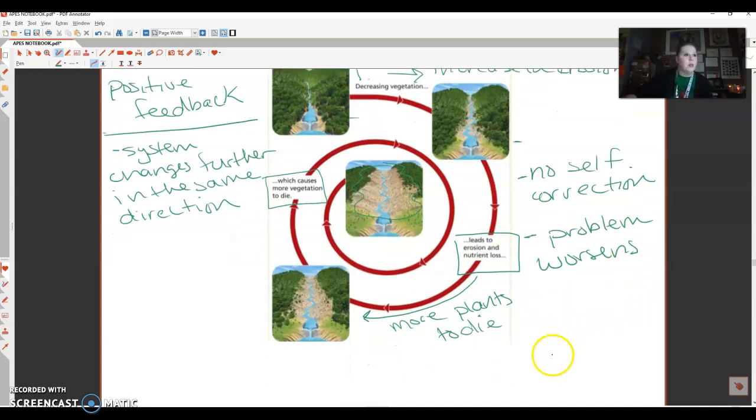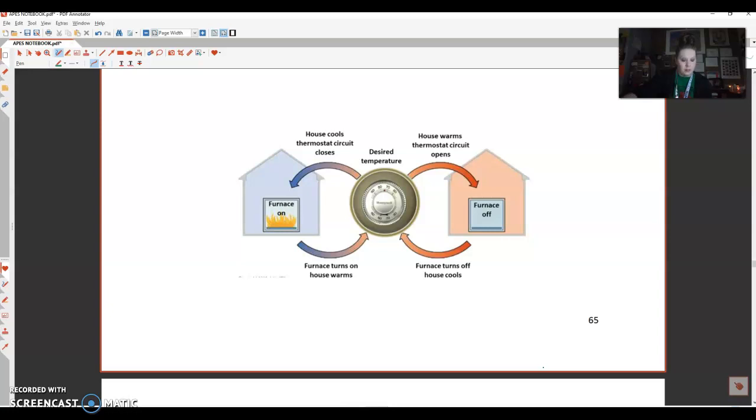Okay. With the negative feedback loop, this is negative. Okay. The system changes in the opposite direction. So think about your thermostat. When your thermostat is set to 70 and it hits 70, it shuts off. Okay, so it corrects itself.